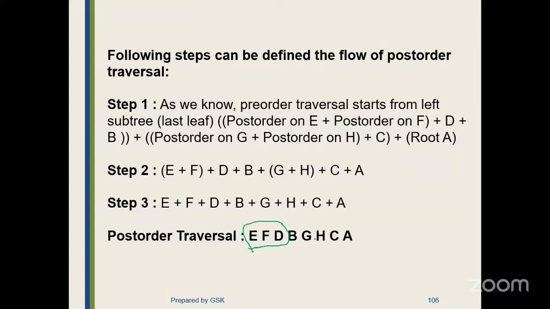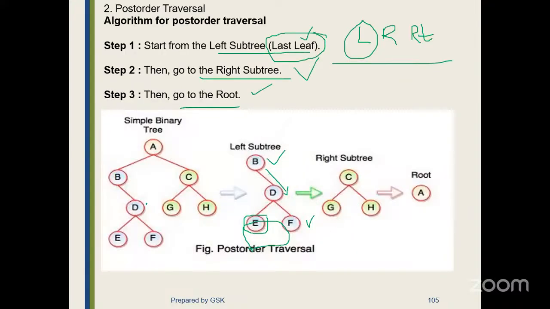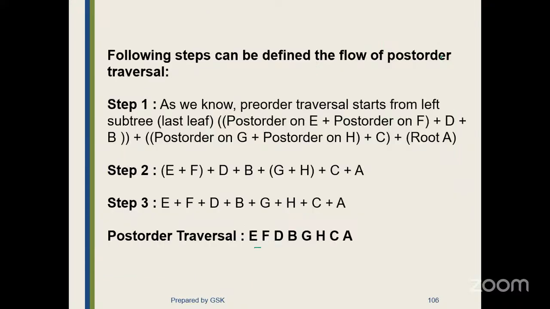Okay, right. Next, the right subtree: C, G, H. After completing the right node, the root node for this is C. Then again right: G, H. Left, right, root node. Apply the same formula at each and every node. Finally, you will get E, F, D, B, G, H, C, A. This is post-order traversal.